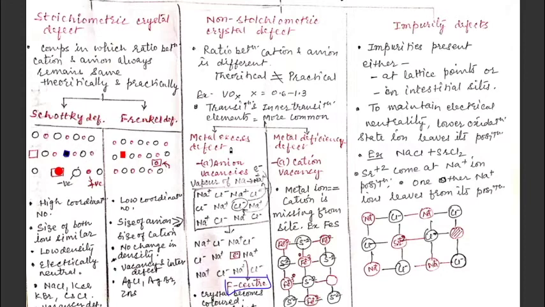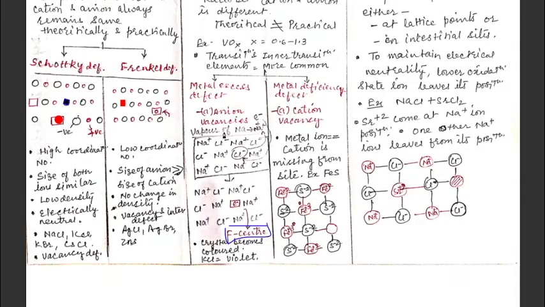Metal excess defect arises due to extra positive ions in the crystal, and metal deficiency defect arises due to extra anions in the crystal. Metal excess defect may arise either by anionic vacancies or by presence of extra cations in the crystal. Let us discuss anionic vacancies. In the case of anionic vacancies, negative ions may be missing from their lattice sites, leaving holes behind in which electrons remain to maintain electrical neutrality.